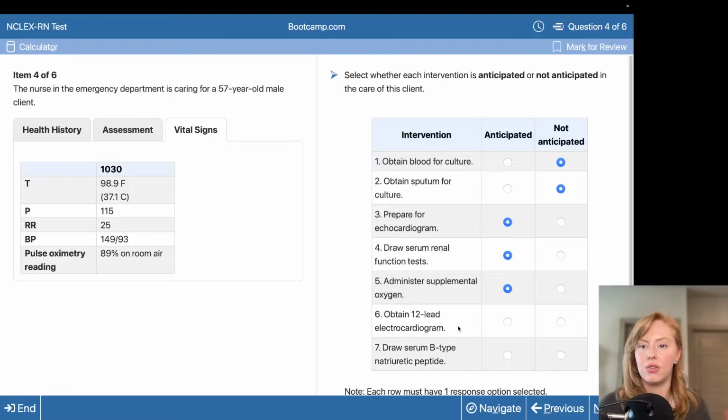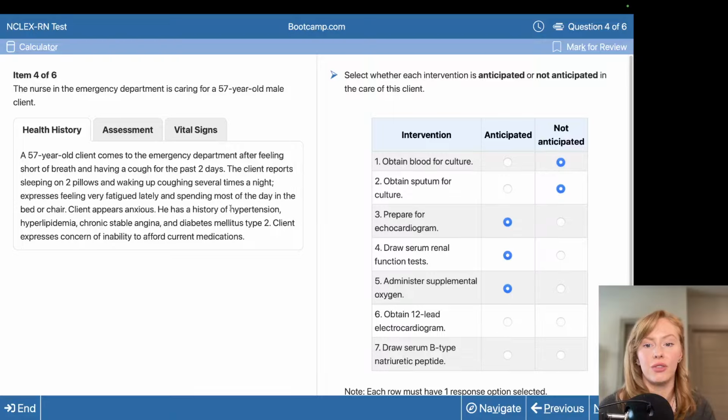Do we need to hook some stickers up to this guy and see what his heart rhythm is doing? Okay, you guys are saying yes. Yes, because we don't know if his heart failure could be caused by maybe a heart attack or atrial fibrillation. He does have all of the risk factors for a myocardial infarction, and myocardial infarction is the number one cause of cardiogenic shock, which is an extreme form of heart failure. So definitely I want to get a 12-lead EKG and make sure his heart is not failing because the muscle is dying, basically. Then draw serum B-type natriuretic peptide.